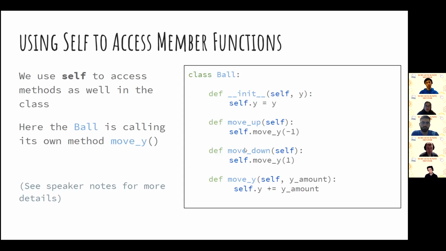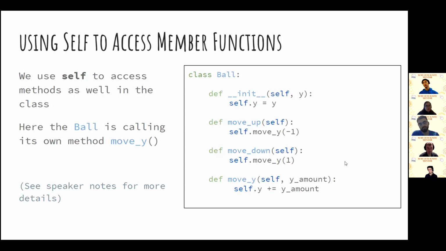And so I want to say move up. When I move up, I'm going to say self dot, and then call my method down here, move y. It's just like calling an object, no self keyword is needed right here. The self keyword is already right there for you. Moving down, self dot move y.